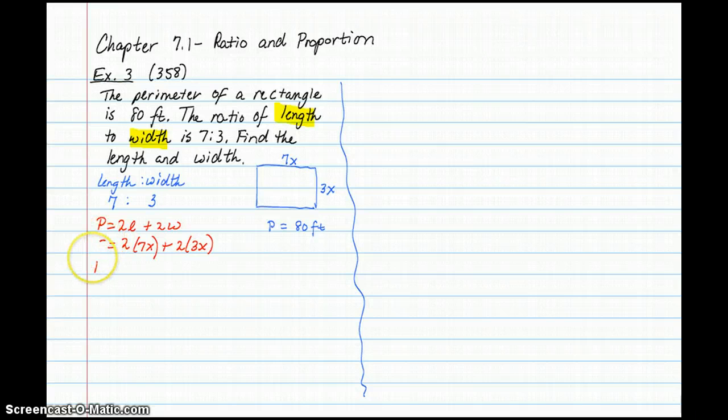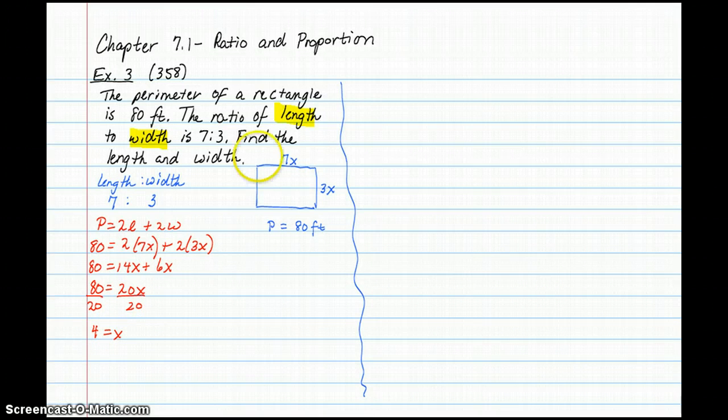Change that perimeter to 80, should have done that first. So 80 equals 14x plus 6x. We combine those, that's 20x. 80 equals 20x. Divide both sides by 20. 80 divided by 20 is 4. So x equals 4. Now that's not what it's asking for.